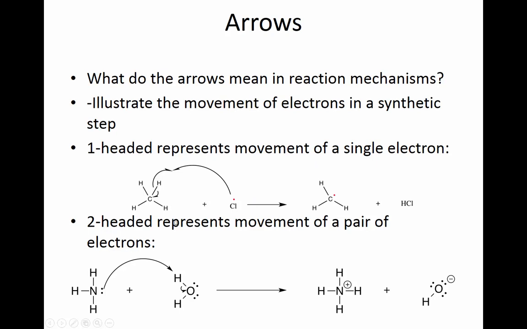But typically, if we're not looking at radicals, you'll see mostly two-headed arrows, and that represents the movement of one pair of electrons. So this ammonia is donating this pair of electrons to the hydrogen to make this ammonium ion, and then the hydrogen here is donating a pair of electrons to the oxygen to make the hydroxide ion.